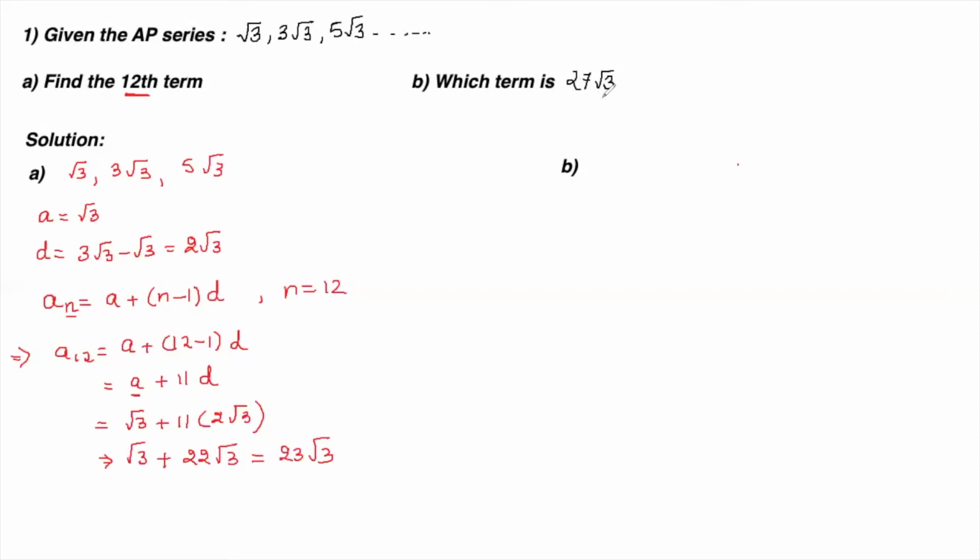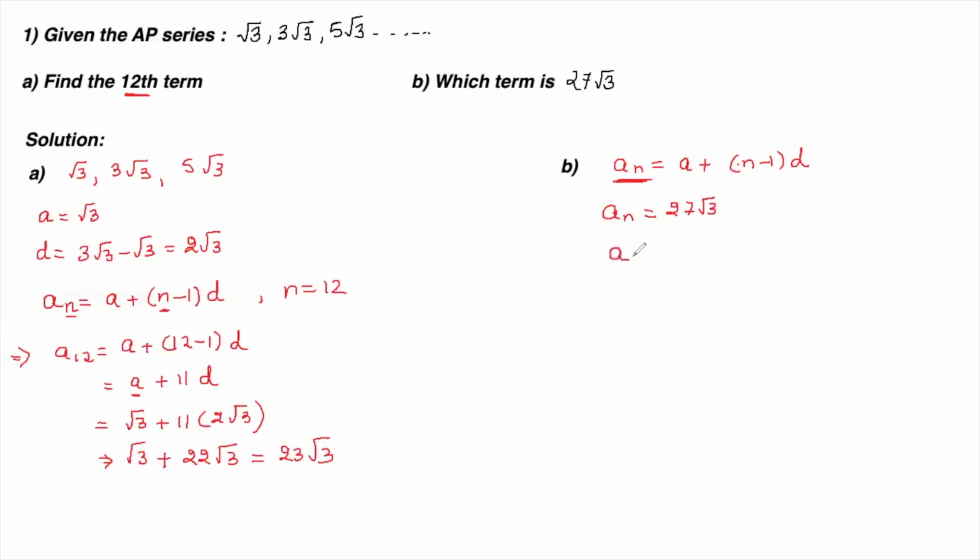Which term is 27 root 3? Now here the term is given to us and we need to find the term number. That is, now we need to find the n here, right? Okay, so we have this formula a plus (n minus 1)d. We have the term, right? That is, an is given to us as 27 root 3.